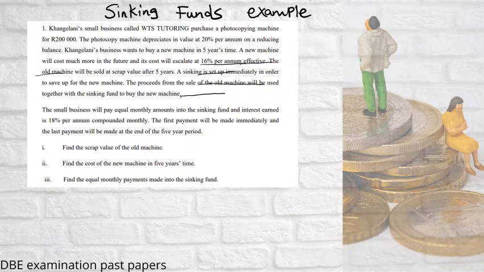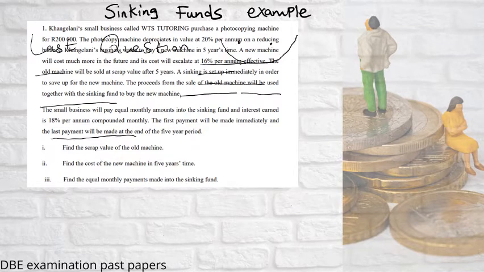So a sinking fund is set up immediately in order to save up for the new machine. The proceeds from the sale of the old machine will be used together with the sinking fund to buy the new machine, what I just said. So the small business will pay equal monthly amounts into a sinking fund, and interest earned is 18% per annum compounded monthly. The first payment will be made immediately, and the last payment will be made at the end of the 5-year period.